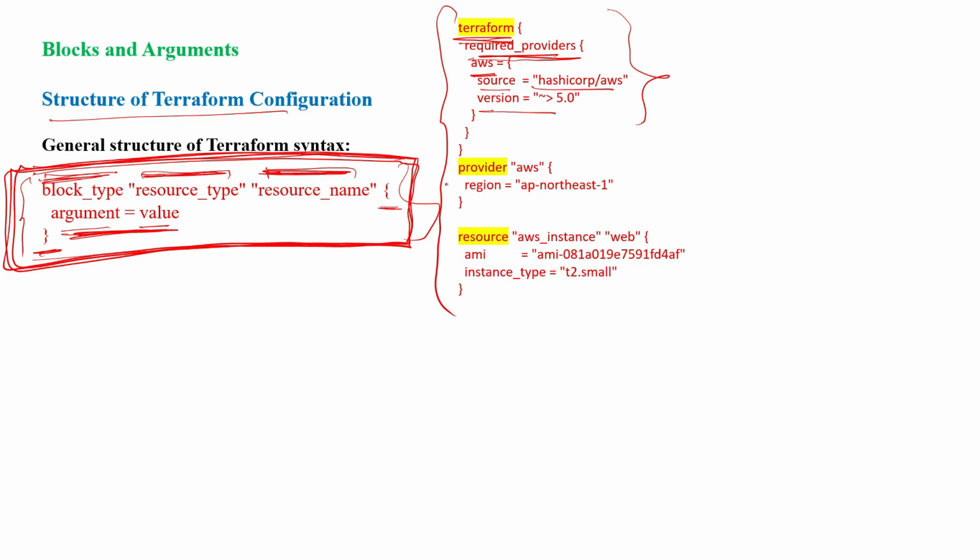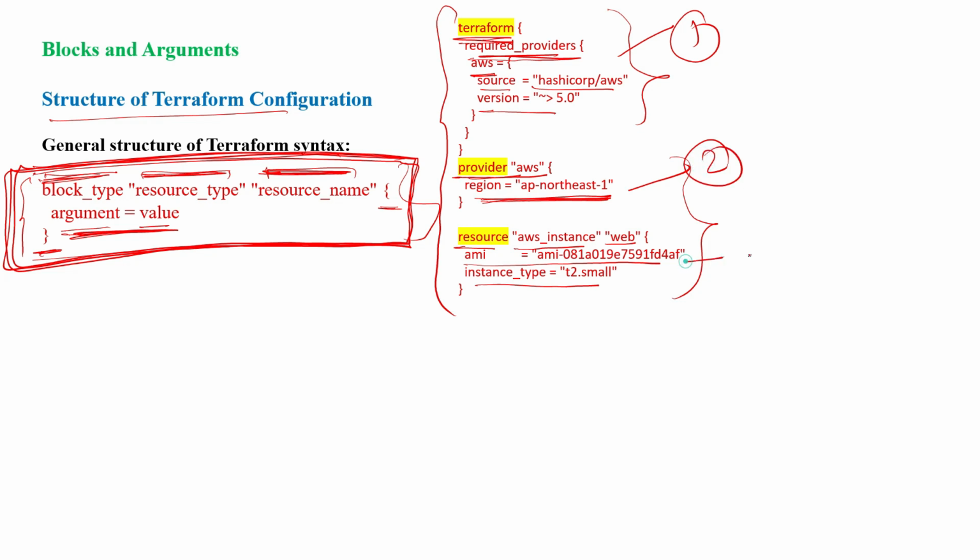Similarly, when we created an EC2 machine, we defined the provider, and in the provider we defined the region in which we want to create the particular resources, like the virtual machine. Then we defined a resource called aws_instance with the name web, and then we defined the AMI and the instance type. We have seen this earlier as well. You can see here the different blocks: this is the first block, this is the second block, and this is the third block. So three blocks are defined here.